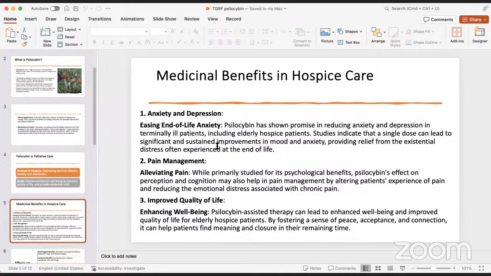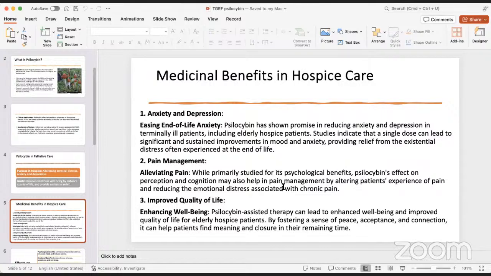Psilocybin has shown promise in reducing anxiety and depression in terminally ill patients, including elderly hospice patients. Studies indicate that a single dose, imagine just a single dose, can lead to significant and sustained improvement in mood and anxiety, providing relief from existential distress often experienced at the end of life. When it comes to pain management, while primarily studied for its psychological benefits, psilocybin's effects on perception and cognition may also help by altering patients' experience of pain and reducing the emotional distress associated with chronic pain.